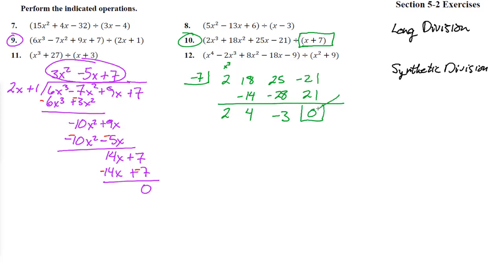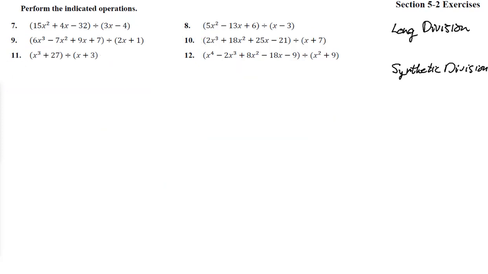So in that sense, this remainder right here is exactly equivalent to that remainder right there, which means it comes out evenly, but it drops everything a power. So the answer is 2x squared. It used to be an x cubed. It's now an x squared plus 4x minus 3, and that comes out to be the answer. Excellent. Number 11.